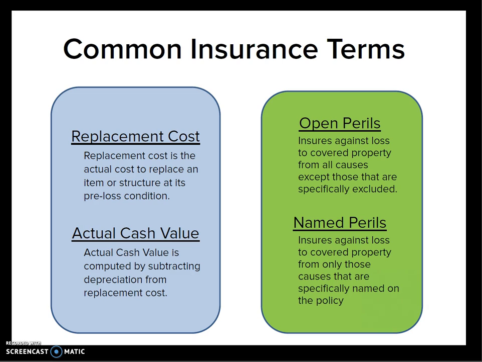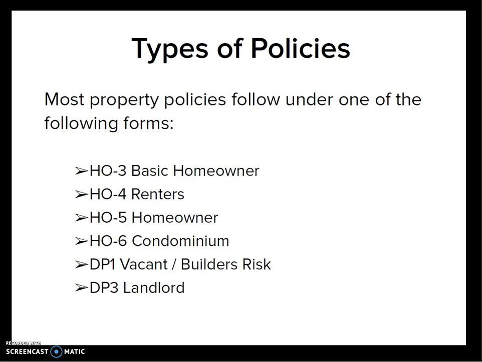You're also going to have on the other side your open perils versus named perils policies. An open peril insures against loss to covered property from all causes except those that are specifically excluded. Named perils are going to insure against loss to covered property from only those causes that are specifically named on the policy. Some of these types of homeowner and property policies are listed below: a basic homeowner, renters, a more comprehensive homeowner policy, condominium, vacant or builder's risk, and then of course your landlord policy.